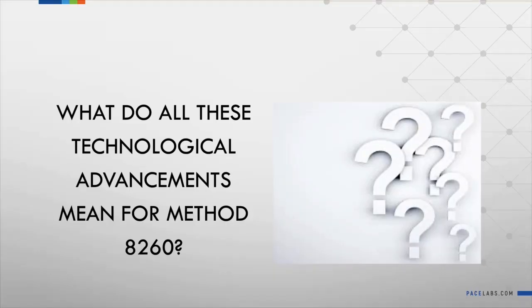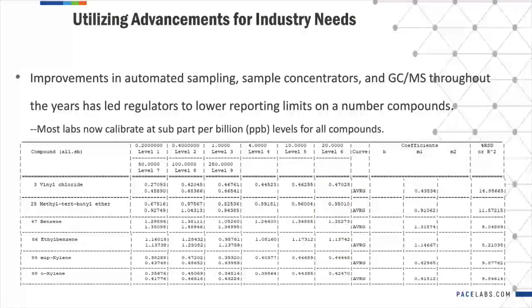So now that we've gone through all of the advancements in the sampling process for method 8260, let's discuss how to utilize these advancements for industry needs. Improvements in automated sampling, sample concentrators, and GCMSs throughout the years has led regulators for method 8260 to lower their reporting limits on a number of compounds.